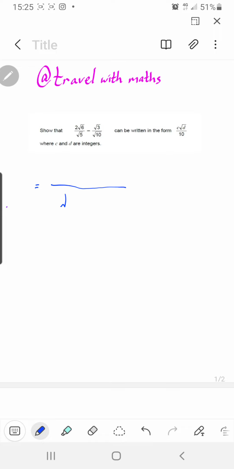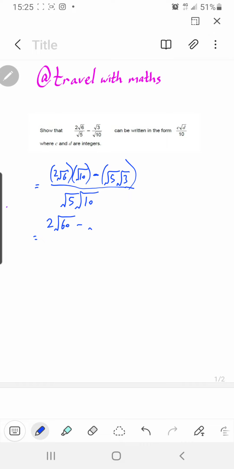So multiply the bottom with the bottom, so square root 5 times square root 10, and then multiply the left diagonal, so 2 square root 6 times square root 10, and it's a minus between them, so minus, and then multiply the right diagonal, so square root 5 times square root 3. Okay, so now 2 times square root 6 times square root 10 would be 2 square root 60, and this will be square root 15, and here it will be square root 50.